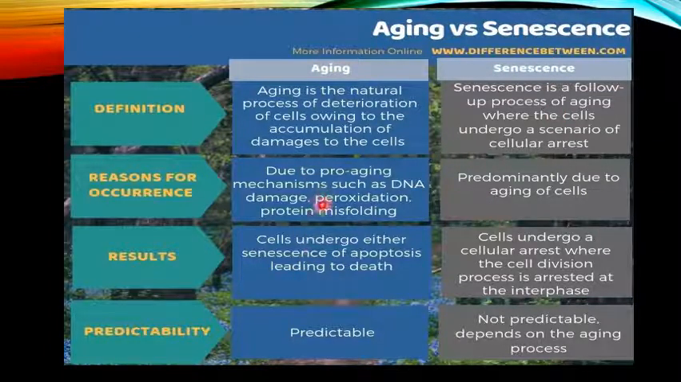What happens if there is aging? The cell undergoes the process of senescence, and then apoptosis, where it leads to the death of the cell. The result is that the cells undergo cellular arrest, where the cell division process is arrested at the interphase, as I said in the earlier slide about interphase. And predictability: aging can be predicted, right? But senescence cannot be predicted, whether the cell division is stopped or not.